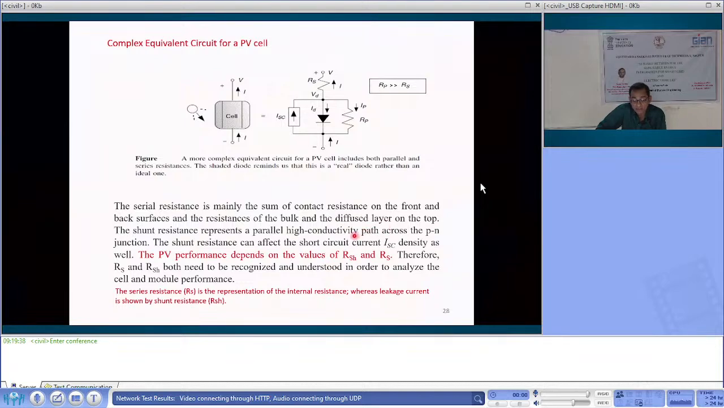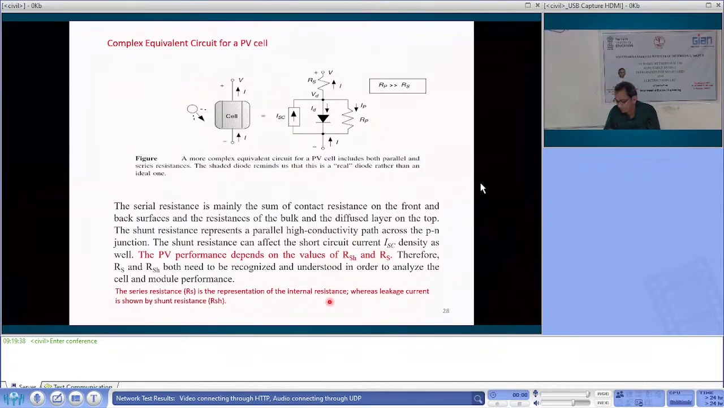The shunt resistance represents a high conductivity path. Here I mentioned at the bottom, series resistance is representative of internal resistance, which was not there in your ideal solar cell, whereas leakage current is shown by the shunt resistance. Therefore there is need of a practical equivalent circuit.